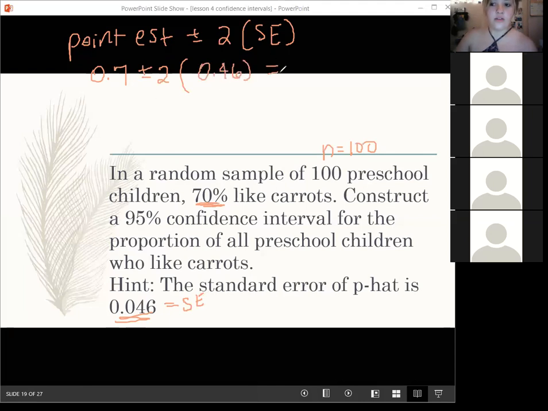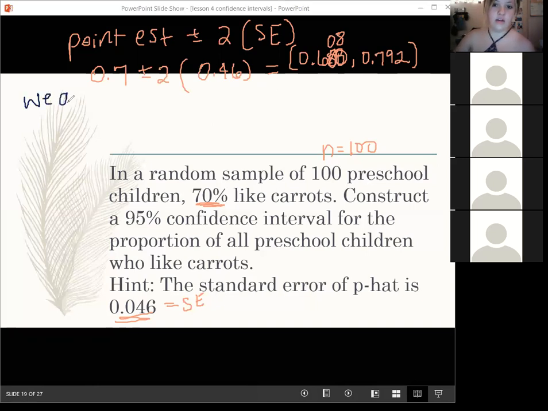And if you were to solve this, we get the answer that Maria so graciously solved for us: 0.608, and then 0.792. And if we were to interpret it, that's a great idea. We should do that, Maria.